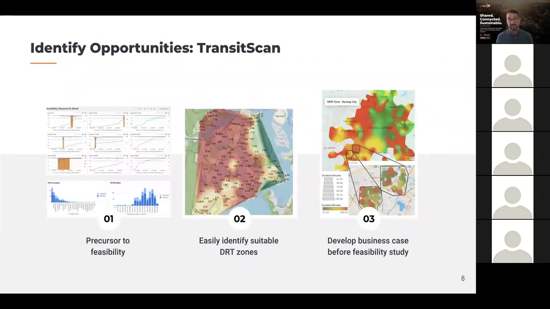So yeah, at the beginning then, when we're looking at identifying opportunities, before we dive into what DRT might look like, it's obviously best to look at the existing transportation that's available in an area. Lots of different ways of doing this. We use a tool that we've built called Transit Scan. And what this allows us to do is a wide area scan to look at public transport provision and quickly pick out the gaps. So we look at various different metrics here.